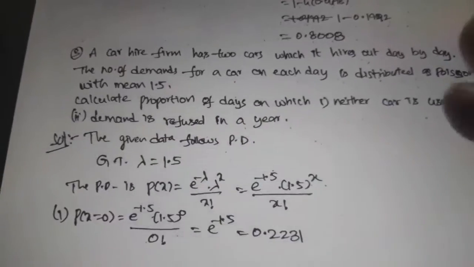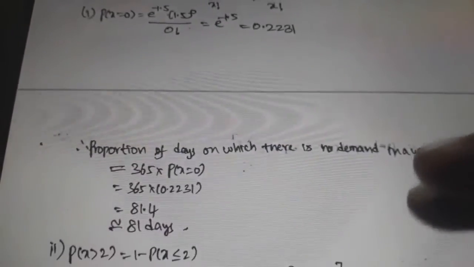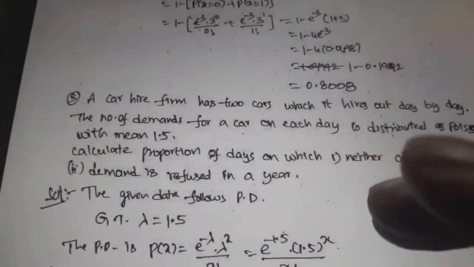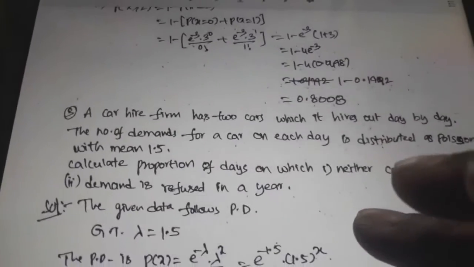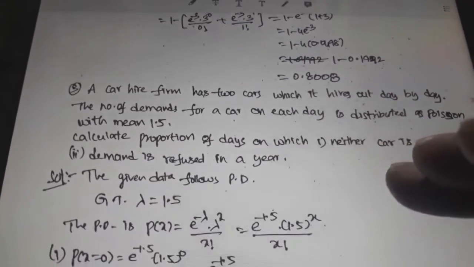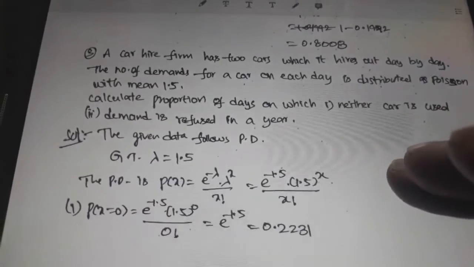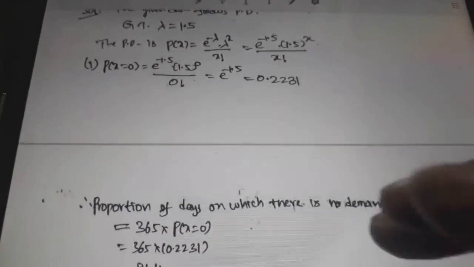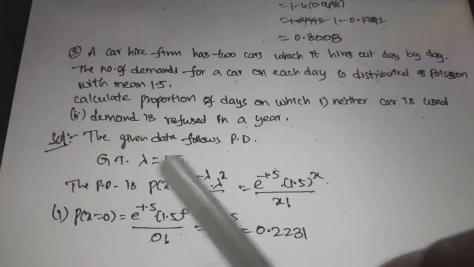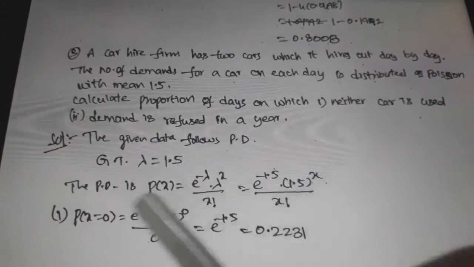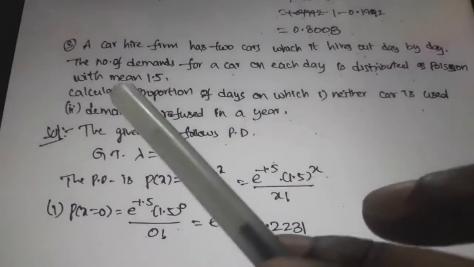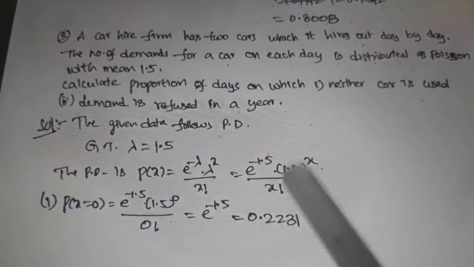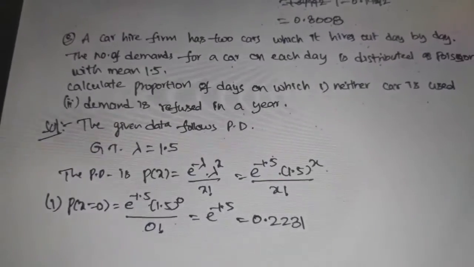Demand is refused in a year means a lot of demand, P of x greater than 2. Why 2 in particular? Because 2 cars are there, that's why refused means P of x greater than 2. So that 2 should be found. It is clearly given that the mean lambda is 1.5. Write down P of x, the Poisson distribution: e power minus 1.5 into 1.5 power x by x factorial.